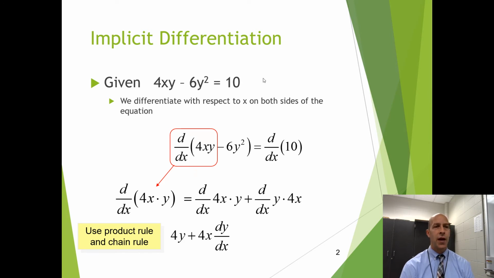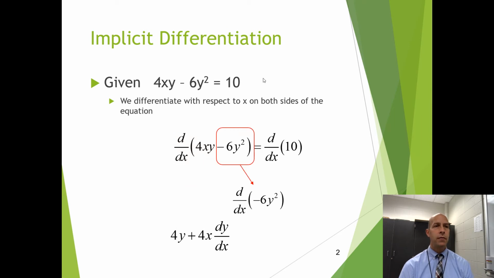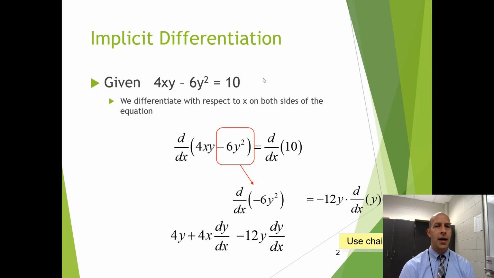After we do that, we'll get 4y plus 4x dy dx. So we utilize the chain rule on that y derivative. The derivative of y, or d dx of y, is dy dx. Now the next term, negative 6y squared, we're going to do the same thing. We're going to use our generalized power rule, but we also have to do the chain rule because the variable here is not in terms of x, it's in terms of y. So we will get negative 12y, and then we have to do the derivative of y with respect to x, which is simply dy dx.